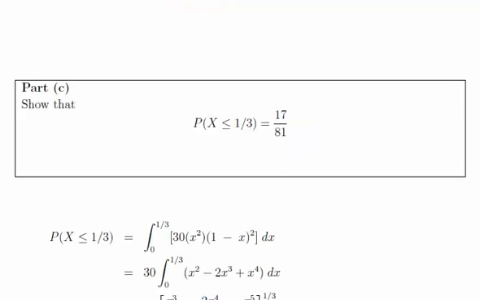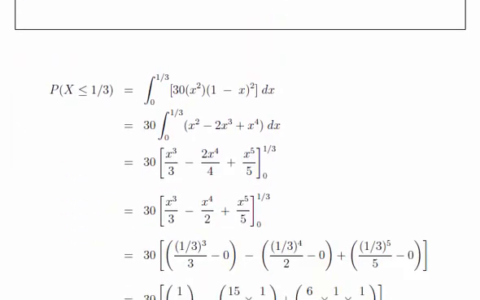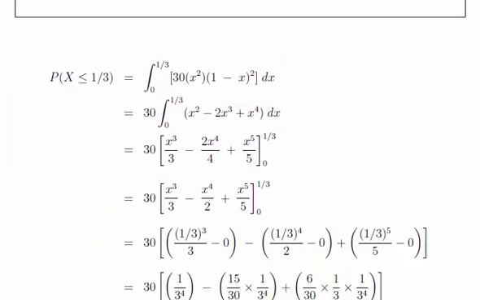So the next part is as follows. Show that the probability of x being less than or equal to 1/3 equals 17 over 81. Now, this is another integral, and rather than integrating from 0 to 1, what we're going to do is integrate from 0 to 1/3.